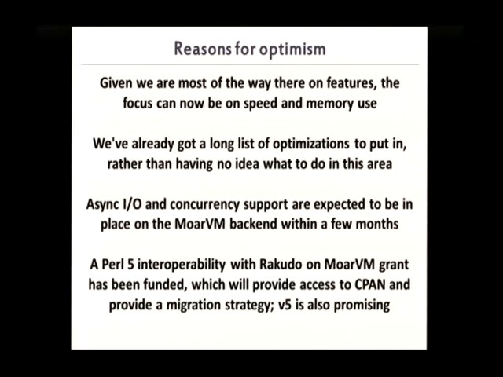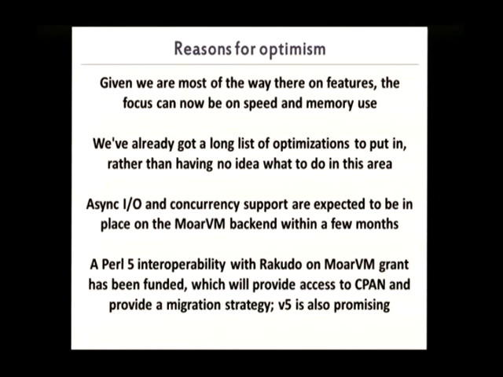Okay. The other thing is that you only get access to all the parallel stuff on the JVM. So we need to get that ported elsewhere. But that's actually planned for the very near future as well. And I reckon that'll be there within a few months. And there's actually a funded grant for doing the Perl 5 interop. So that actually has funding now. It has somebody who's on the hook to do it, hopefully.